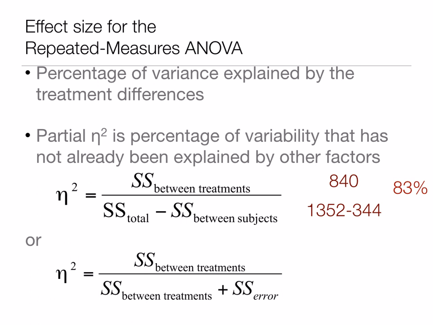Alternatively, we can also do this using the between treatments and sums of squares error. What we're going to do there is take sums of squares between treatments divided by sums of squares between treatments plus sums of squares error. So it'll be 840 divided by 840 plus 168. Either way, we still get 83%. So 83% of the variance is explained by the treatment effect, by treatment differences. That's a really high percentage, a very good number to have.